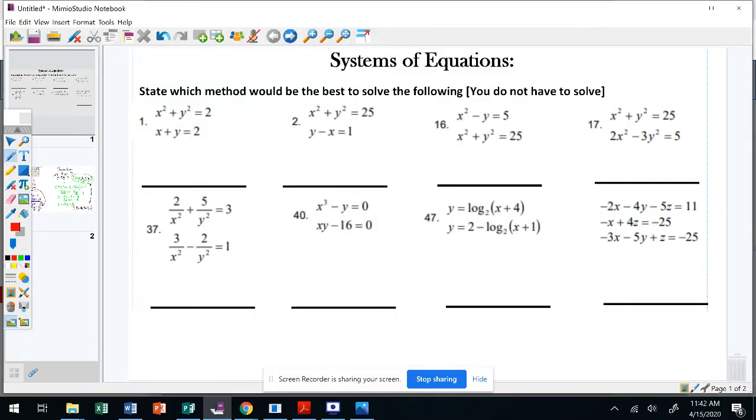This video is on how to choose which method to solve systems of equations that are not linear. We'll just take a look at all the situations that aren't linear. Okay, we're going to use the same methods.